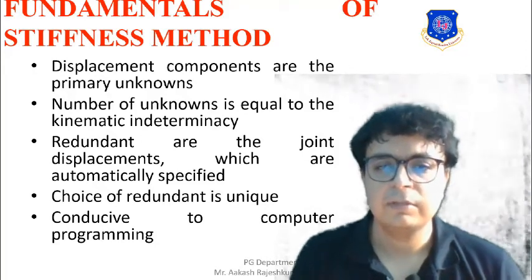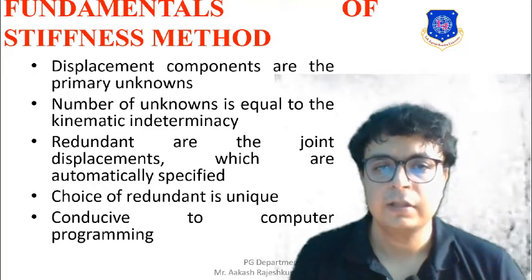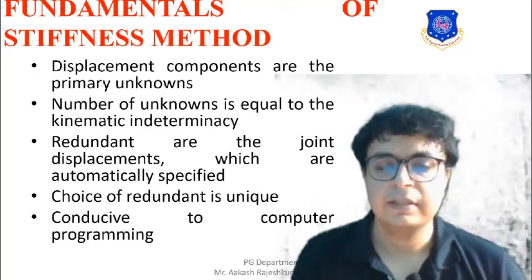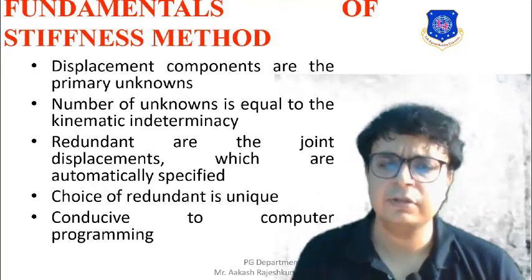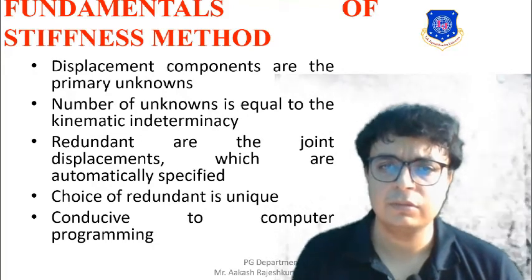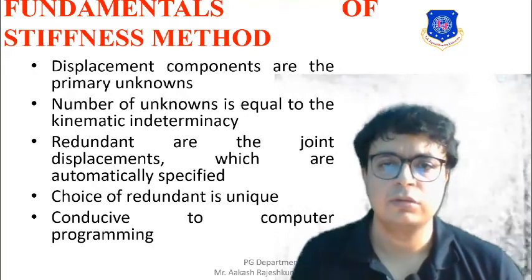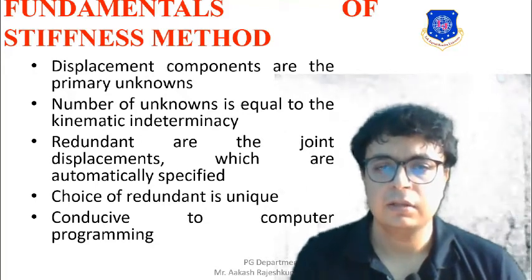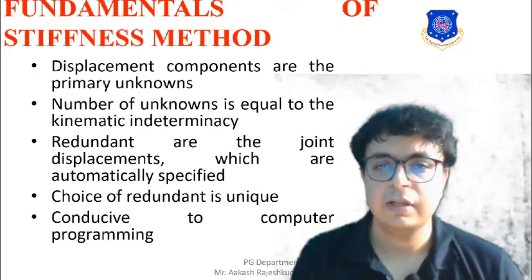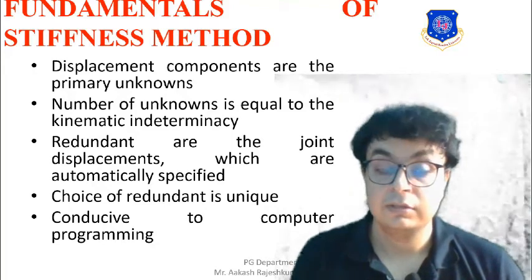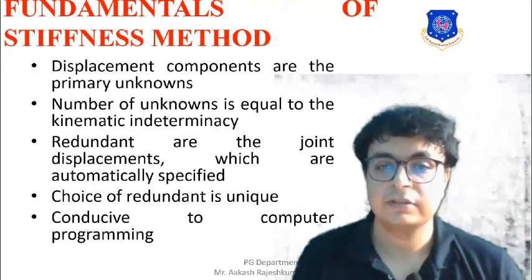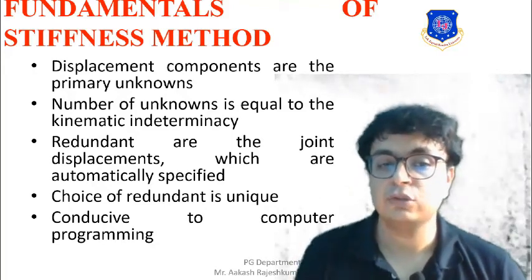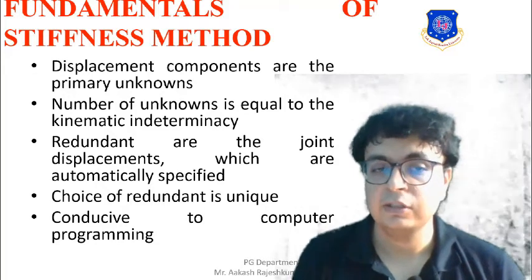In the first step, we have to find the kinematic indeterminacy of the structure, and based on that, we can come to know at what locations the unknowns are there. Basically, the unknowns will be the displacements. The redundants are at the joints. The redundants are mainly the joint displacements, which are automatically specified.